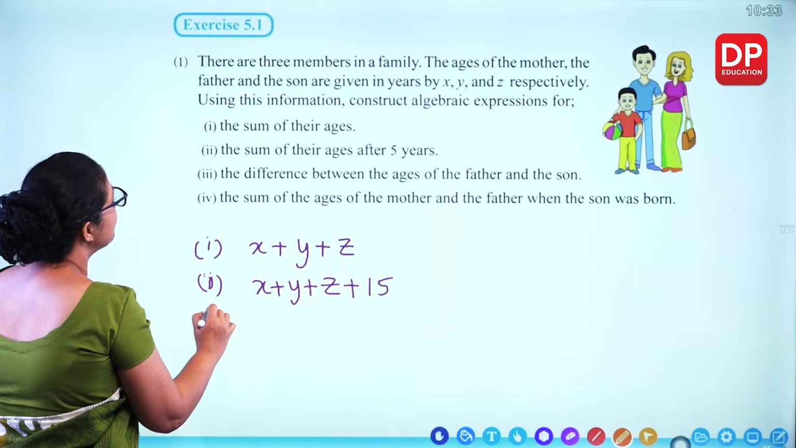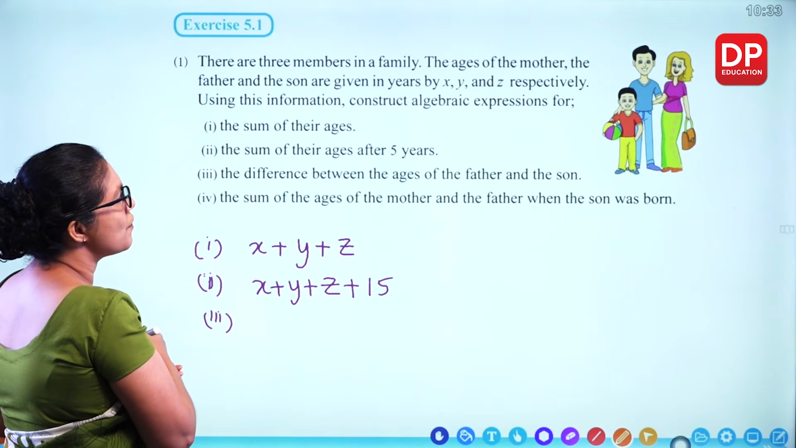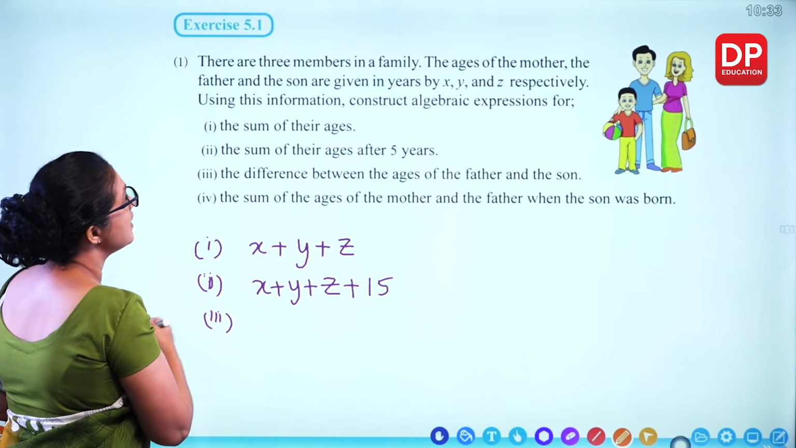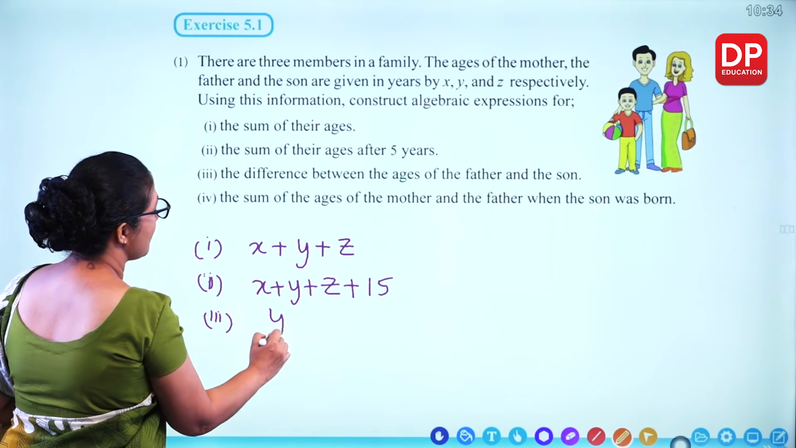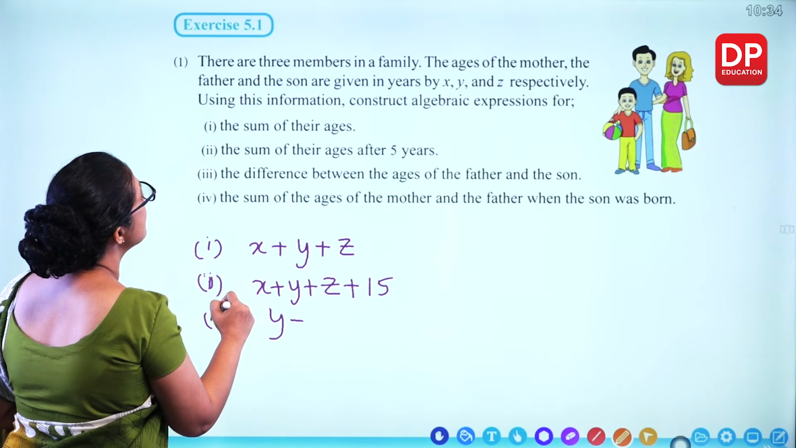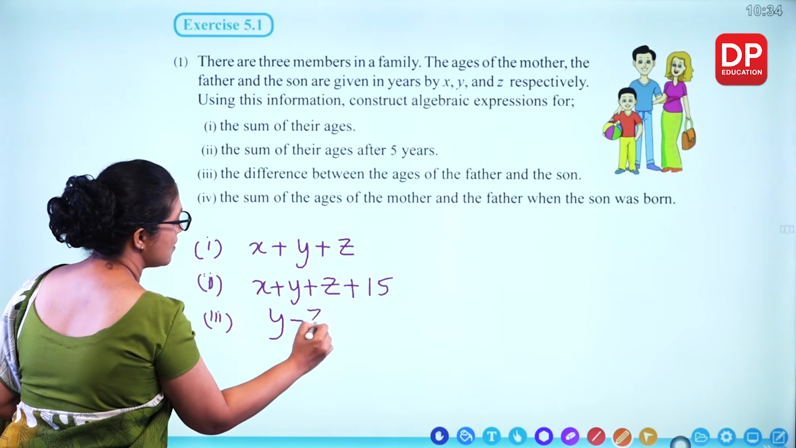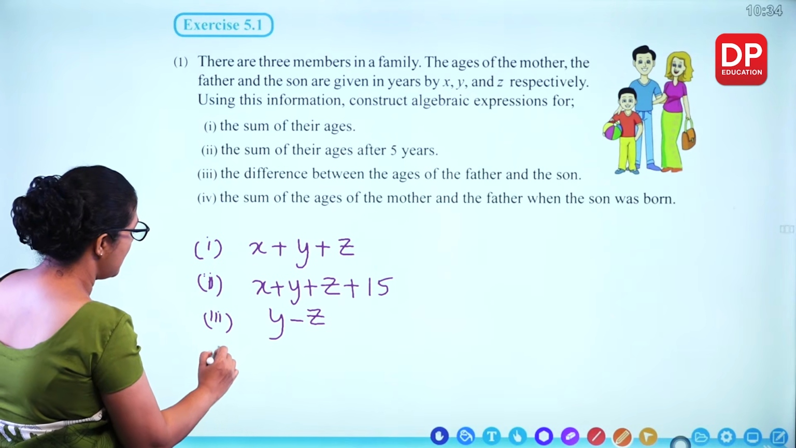Part 3, the difference between the ages of the father and the son. Father is Y and son is Z. So Y minus Z.